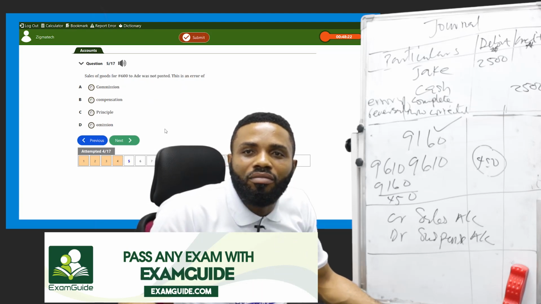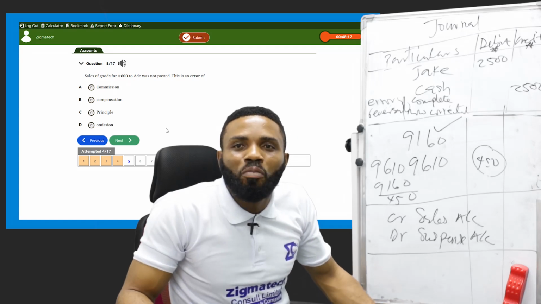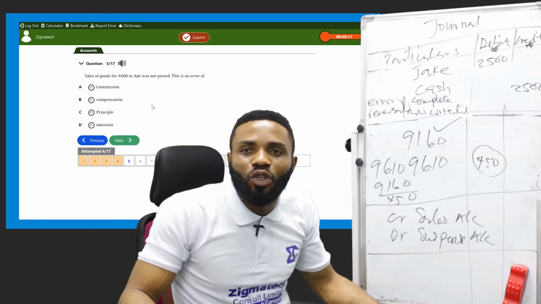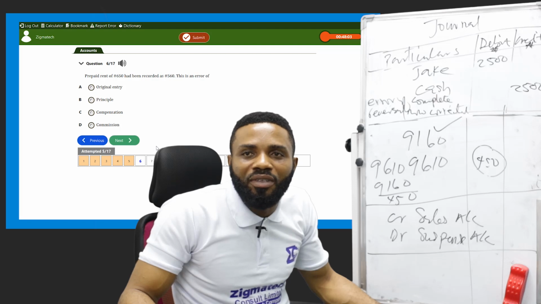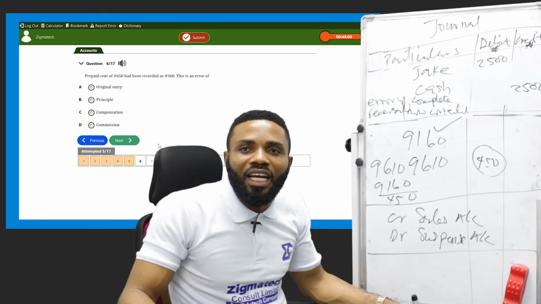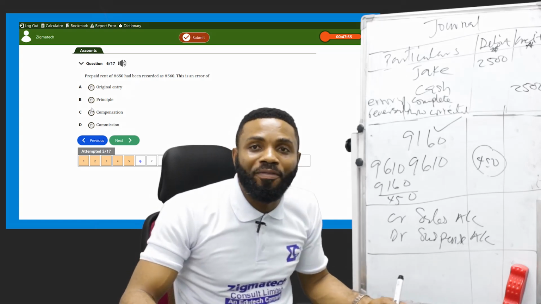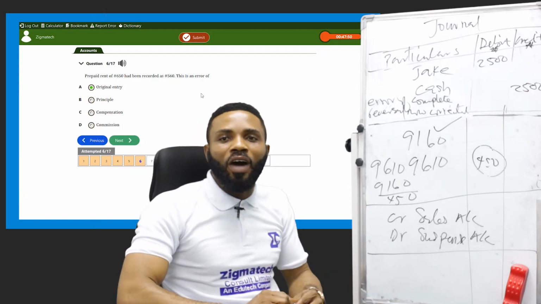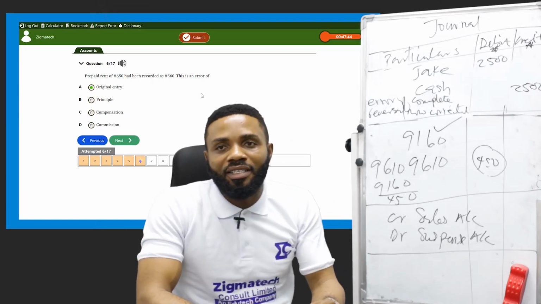And then sales of goods for 600 to Ade was not posted. Sales of goods for 600 to Ade was not what? Posted. This is an error of what? Omission. Let's take the very last question. They say repair rent of this has been recorded as this. This is an error of original entry. I told you from the beginning that error that has to do with figure, changes in the figure, is for original entry. All right, so far that is all we can take on in our exam guide.